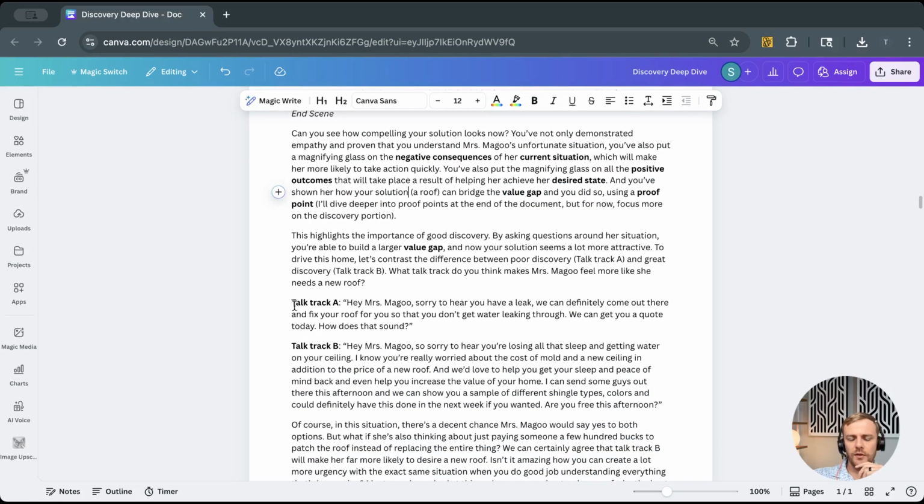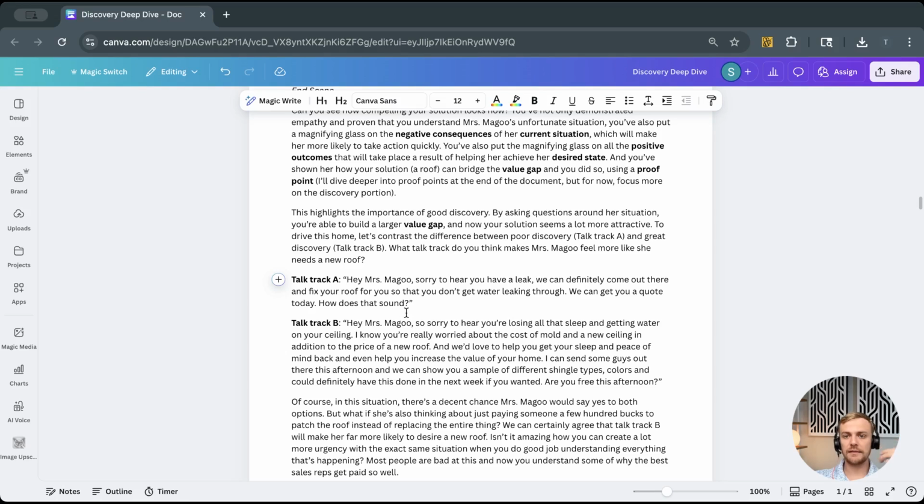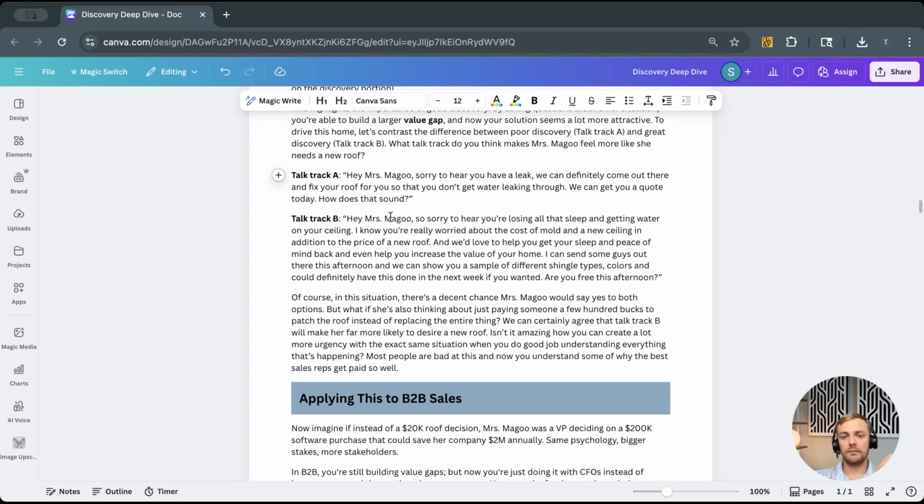Talk track A is the one where you have a pretty small value gap. When she tells you about the roof, because you didn't do any good discovery questions, you just say, hey, Mrs. Magoo, sorry to hear you have a leak. We can definitely come out there and fix your roof so you don't have to get water leaking through. We can get you a quote today. How does that sound? That's probably what a lot of roofers are like, and that might be fine for some, and I'll talk about that here.